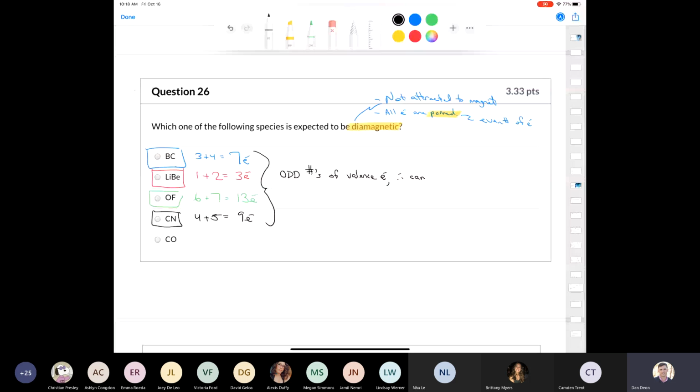Therefore, cannot be diamagnetic. Not digmagnetic, diamagnetic. Like that. Okay, but if we look at the last one, we have a carbon and an oxygen. Carbon has 4 valence electrons, and oxygen has 6 valence electrons, which gives us a total of 10 valence electrons. That means it's the only possibility, because only when we have an even number of electrons could all of the electrons be paired up. And so the answer is carbon monoxide is the only species that is expected to be diamagnetic out of this series.